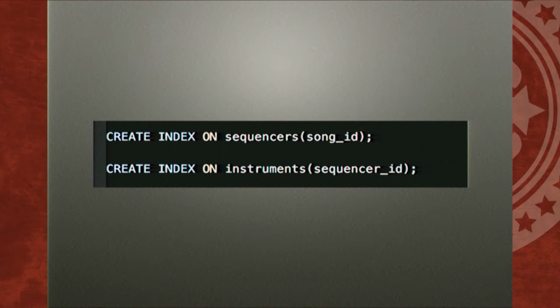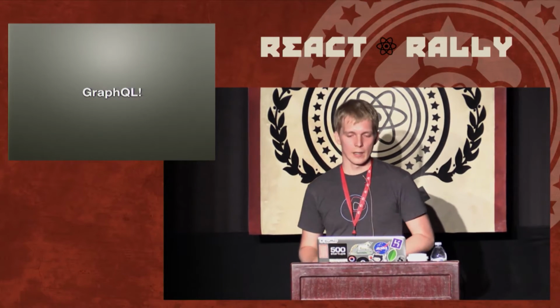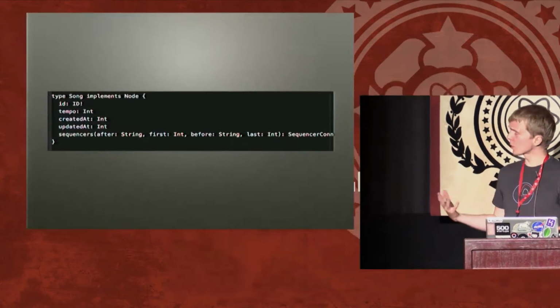And this applies universally. Almost every database needs an index, so you can tell it what you want to search for. So in this case, we care about searching for sequencers by song ID, and then also instruments by sequencer ID. Cool. So, GraphQL. I hope most of you are somewhat familiar, so I'm not going to jump too much into GraphQL itself. Maybe just looking over the schema.